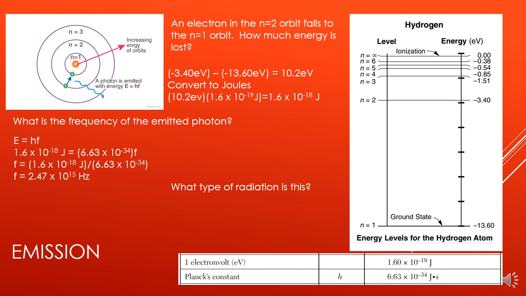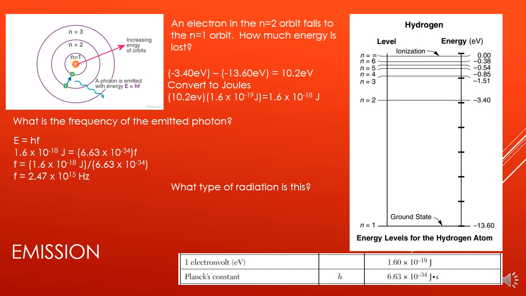Now I'm asking, what is the frequency of the emitted photon? I'm going to use the formula E is equal to hf. For E, I'm going to put in the energy of the electron in joules, and that's equal to Planck's constant, given at the bottom of the page, times f. I'm going to solve it for f by dividing both sides by Planck's constant, and the frequency comes out to be 2.47 times 10 to the 15th hertz. Remember, frequency is measured in hertz.